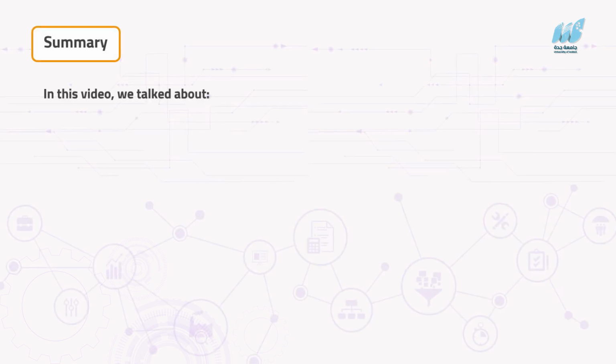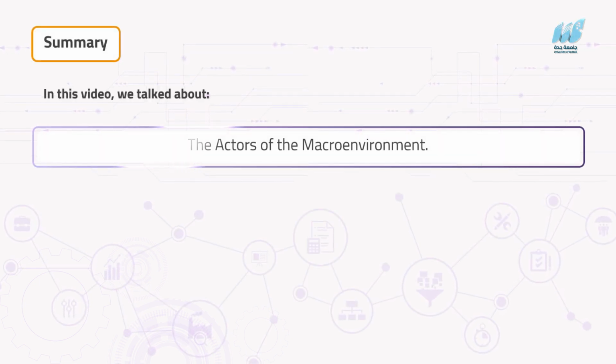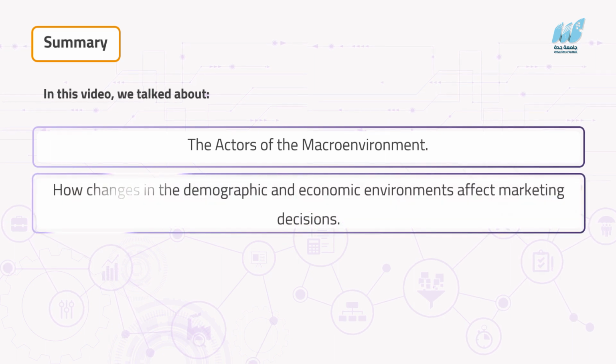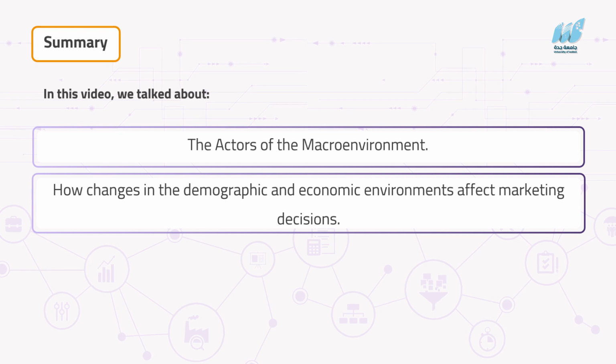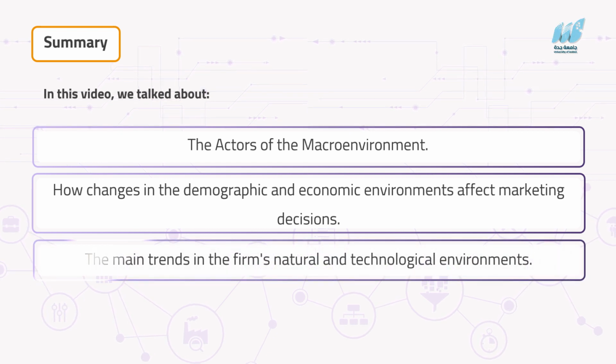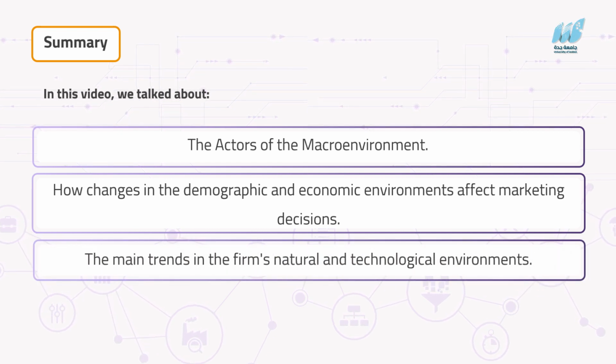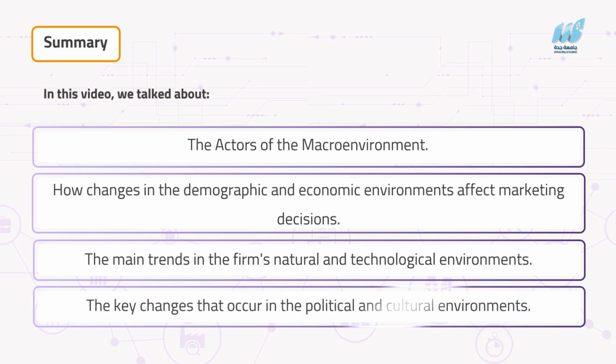In this video, we talked about the actors of the macro environment, how changes in the demographic and economic environments affect marketing decisions, the main trend in the firm's natural and technological environments, and the key changes that occur in the political and cultural environments.